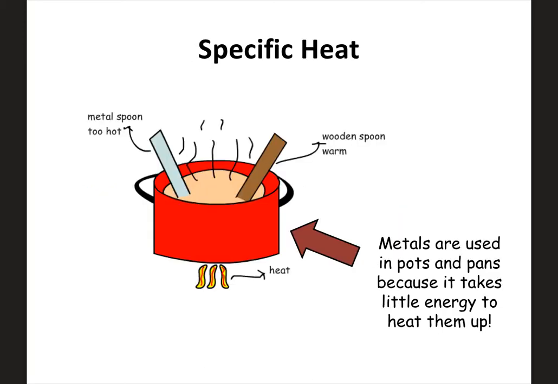Another example of specific heat: if you put a wooden spoon and a metal spoon in a pot that's cooking on the stove, the metal spoon would be too hot to touch after a while because it has a very low specific heat, whereas the wooden spoon has a higher specific heat, so you could grab it and you don't feel the heat. This is also why you use metal for your pots and pans: they have a lower specific heat, they heat up faster, and they cook your food better with less energy.